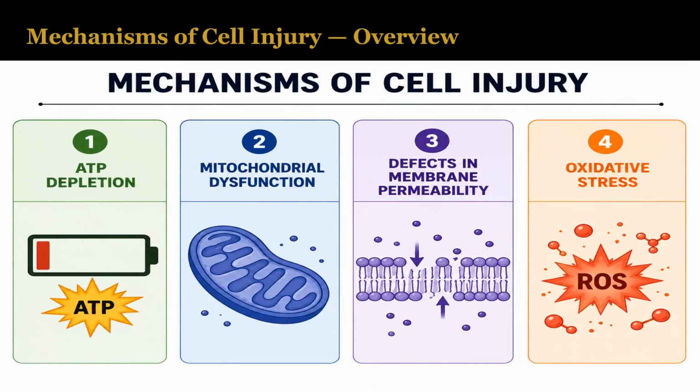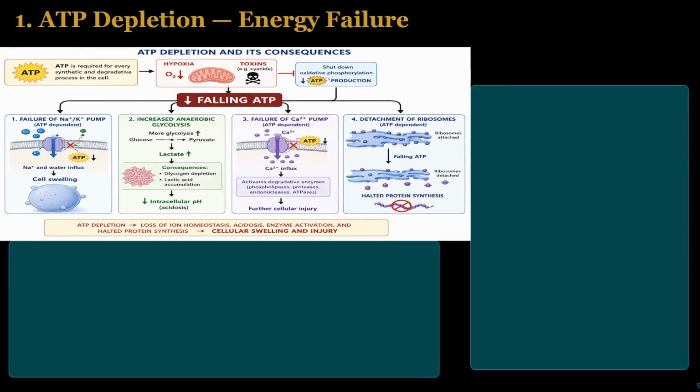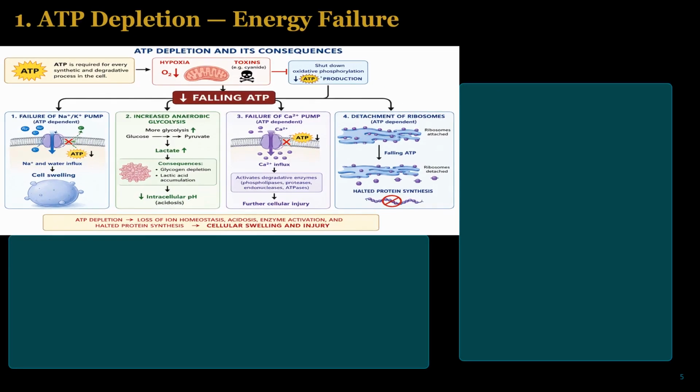So we are going to talk about mechanisms of cell injury just to have a brief picture of it before we start each and every one of them. The first one we'll be talking about is ATP depletion. ATP depletion is one of the commonest ways in which a cell undergoes an injury. The other ones are mitochondrial dysfunction, defects in membrane permeability, and oxidative stress. These are some of the ways in which cells undergo cell injury. So now let's start with ATP depletion: how ATP depletion causes cell injury.